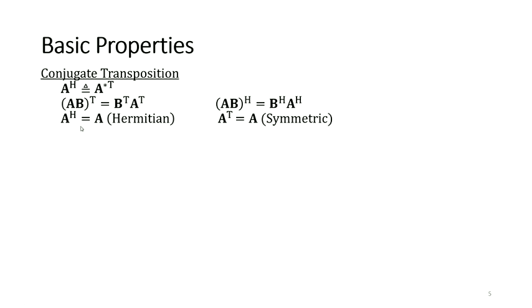So this is what I said earlier, (AB) transpose is B transpose A transpose. We have to flip the order of the matrices when you're taking the transpose of that product. And likewise for this operation here. If it's a Hermitian matrix, then it's equal to A^H. The matrix is equal to its conjugate transpose. Now, when we are looking at real matrices, if A transpose equals A, then we say that the matrix is symmetric.